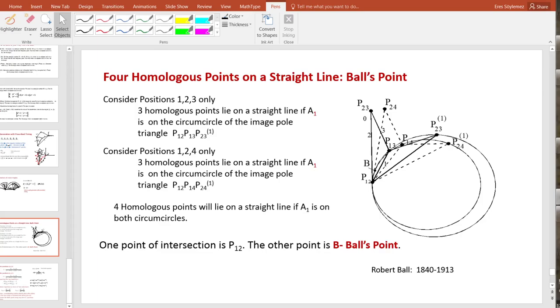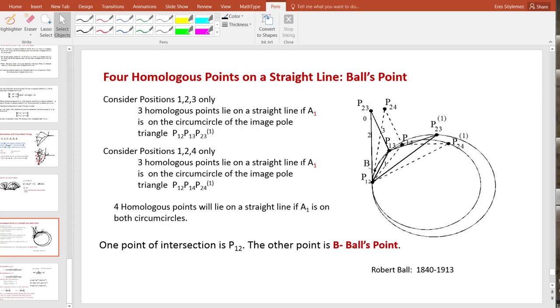After some disastrous weeks in the hospital, now I'm well, and I would like to talk about kinematics mechanisms. First of all, I would like to make a correction. There was an error I had in the Ball's point definition, locating the Ball's point.